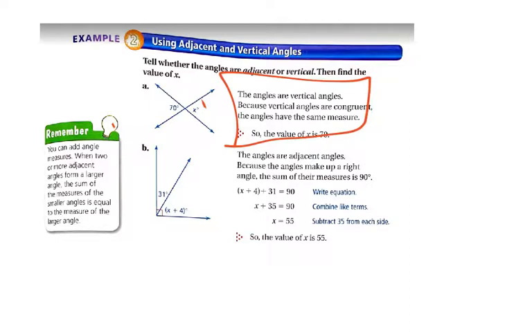If we look at part B here, you can see that these are going to be complementary angles. They share a vertex, but they have this common side. Okay, so these have to add up to 90 degrees together. So you see the equation here, x plus 4 plus 31 equals 90. That simplifies to x plus 35 is 90. I would subtract 35 from both sides, and I'm going to get the value of x to be 55. Okay.